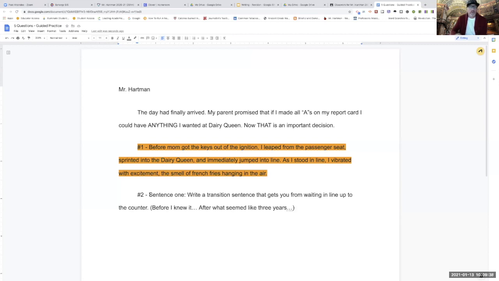So we're starting the second paragraph. It's the first sentence. We're writing a transition sentence right now that gets us from waiting in line at the Dairy Queen up to the counter. And if you do this right, you should end up writing a complex sentence.